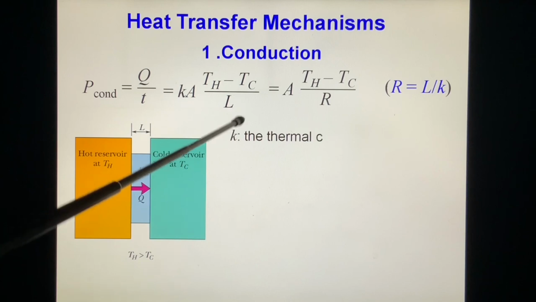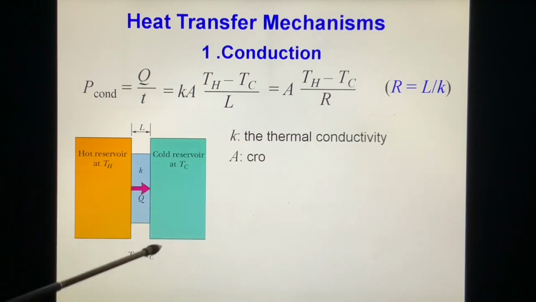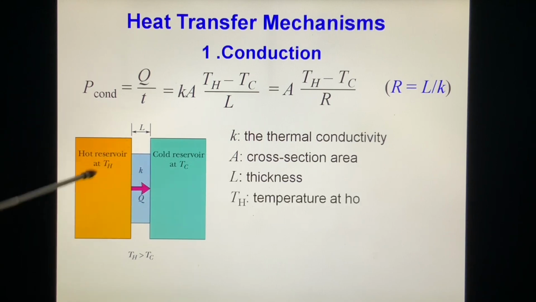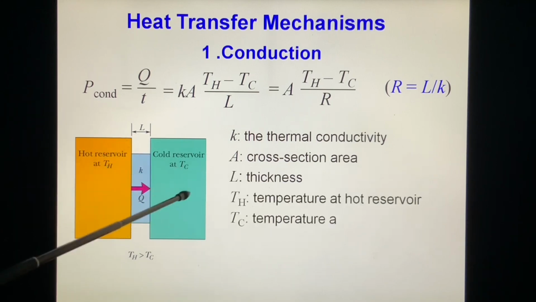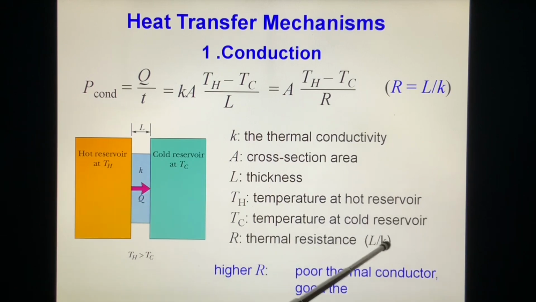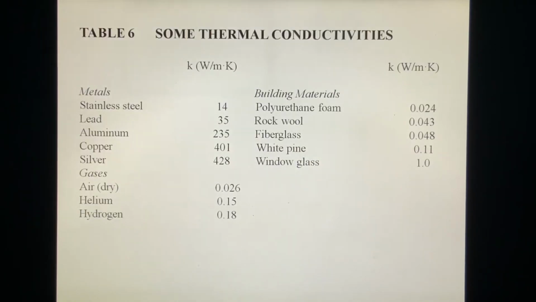Here, K is the thermal conductivity of the material. A is the cross-section area. L is the thickness of the sample slab. TH is the temperature of the hot reservoir. TC is the temperature of the cold reservoir. And R we call thermal resistance. The higher the R, the lower the K, meaning poor conductivity and a good thermal insulator. These are some thermal conductivities. Water and glass are about 0.1, and silver has very, very good heat conductivity.